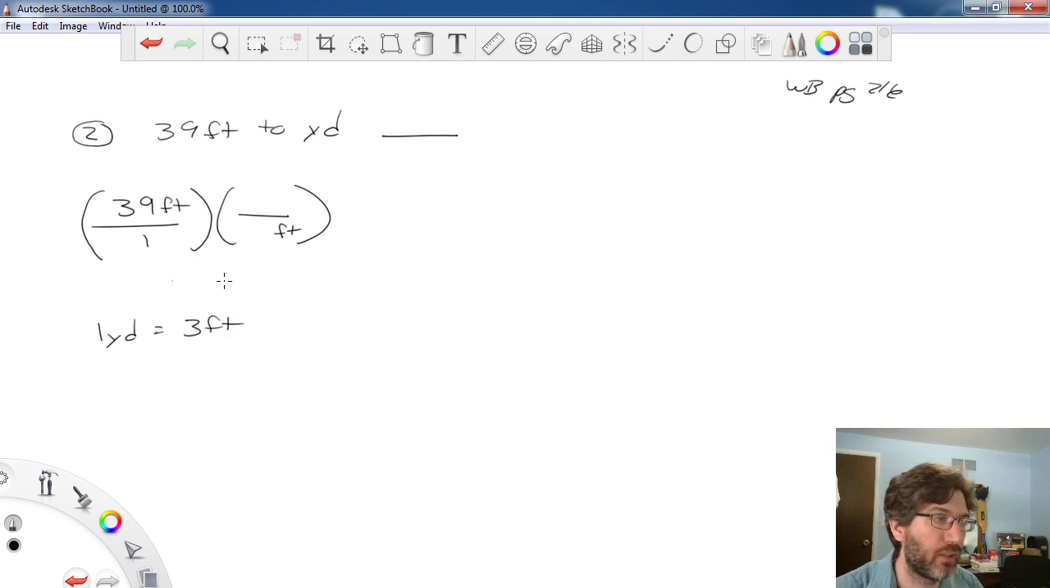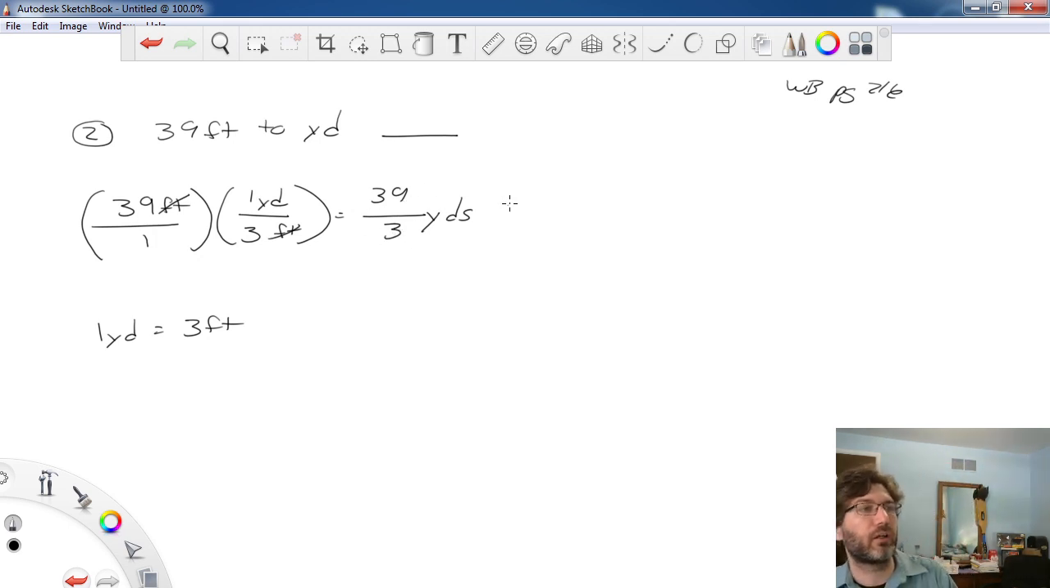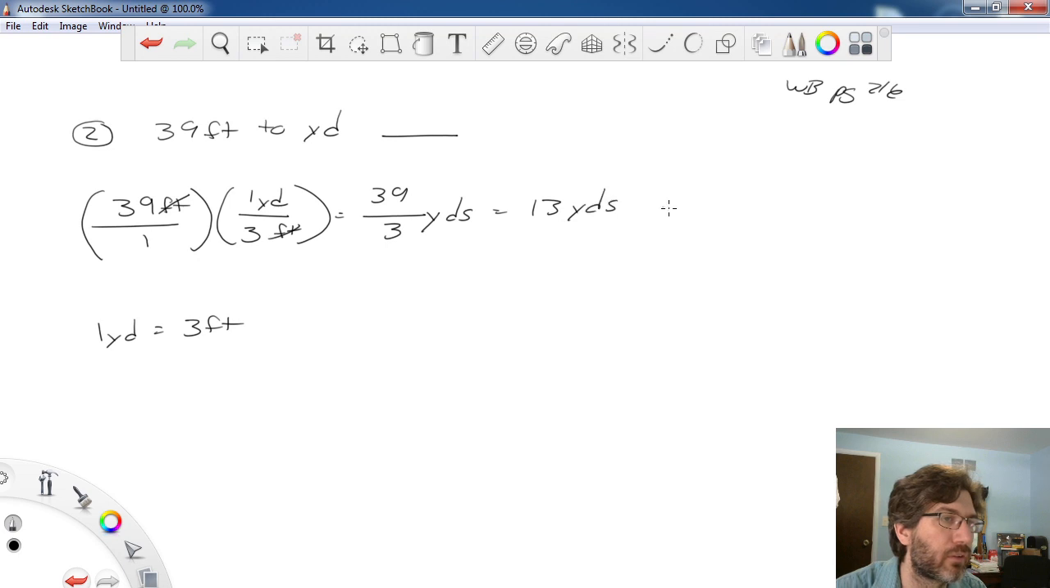So there it is. So now you've got your conversion ratio. You know feet has to be on the bottom, so the 3 goes on the bottom and the 1 yard goes on top. Feet will cancel. You are left with yards in the end. So now you just solve. 1 times 39 is 39. 1 times 3 is 3. How many times does 3 go into 39? It's 13. So this equals 13 yards.